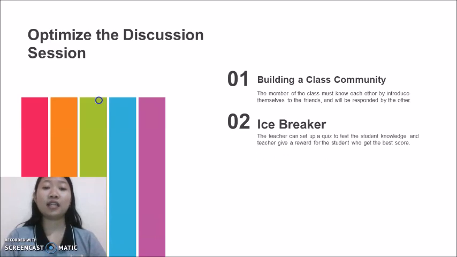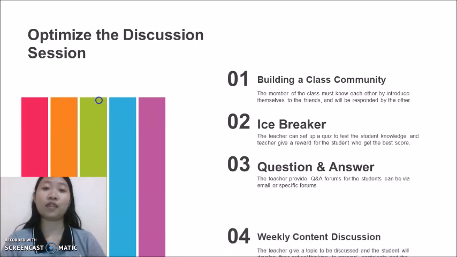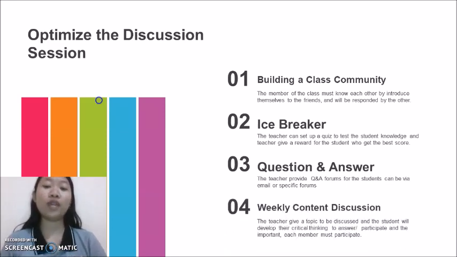And then the second is the teachers can provide the icebreaker activity. In icebreaker, the teacher can set up a quiz to test the students' general knowledge, and then the teachers can give a reward for the students who get the best score. And the third is question and answer. The teacher provides Q&A forums for the students, which can be via email or specific forums. And the last is the teacher delivers weekly content discussion. The teacher gives a topic to be discussed, and the students will develop their critical thinking and respond to each other.